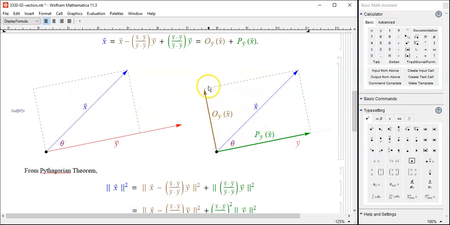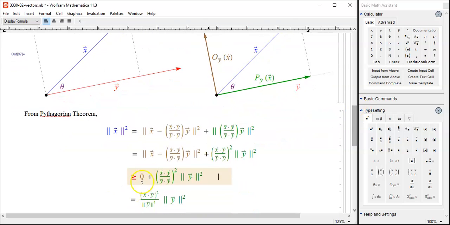The brown is the orthogonal component and we are disregarding it. And of course, we're going to have equality if there's no brown to begin with. In that case, blue and red are parallel, so there's no brown to begin with, and we have 0. Otherwise, this is strictly greater.